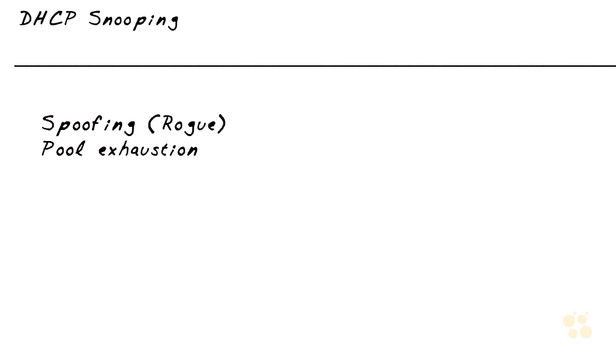Also, think about exhaustion attacks. They're going to be prevented with DHCP snooping. This is where clients are flooding the actual DHCP device with bogus requests for information just to literally exhaust the mappings that that particular device can give out.